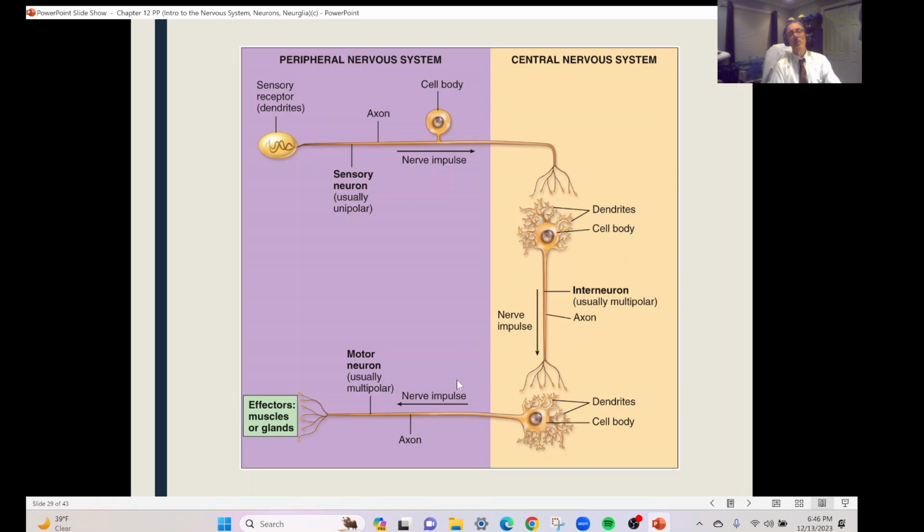All right, so this is a nice picture taking the functional classification, sensory neuron, bringing it into the central nervous system, brain and spinal cord, and then integrating neurons within the brain and spinal cord, and then sending out an outflow, right, back out to the peripheral nervous system. Okay, and that is our anatomy of the neuron.